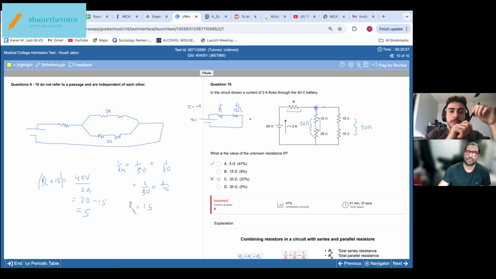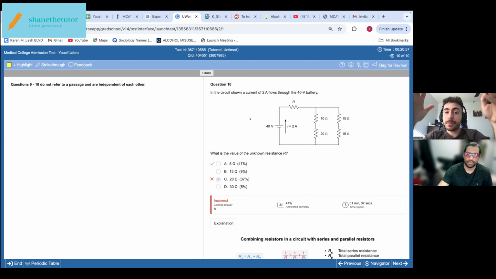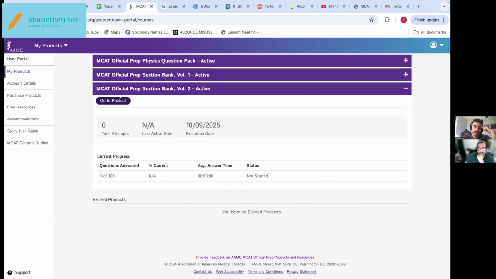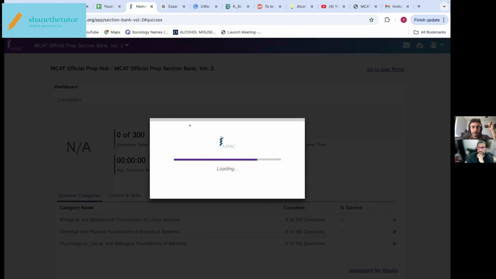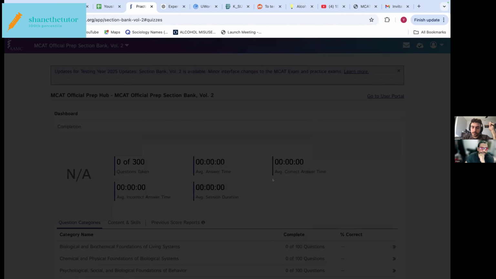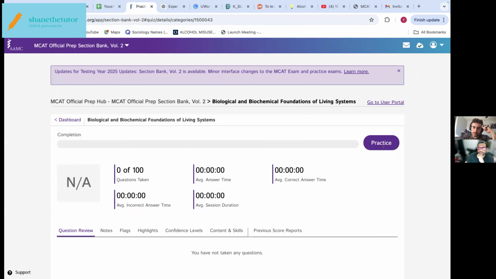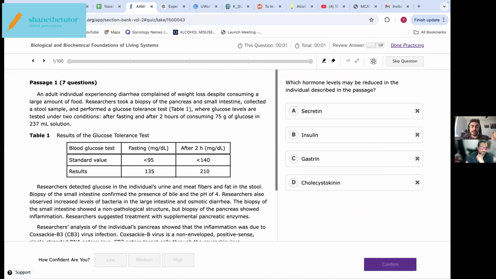I was thinking maybe we can go through the new section bank questions, and maybe I do a passage, and then you can give me tips on how to review it. Let's do it. Because I haven't seen these at all. Yeah, me neither.